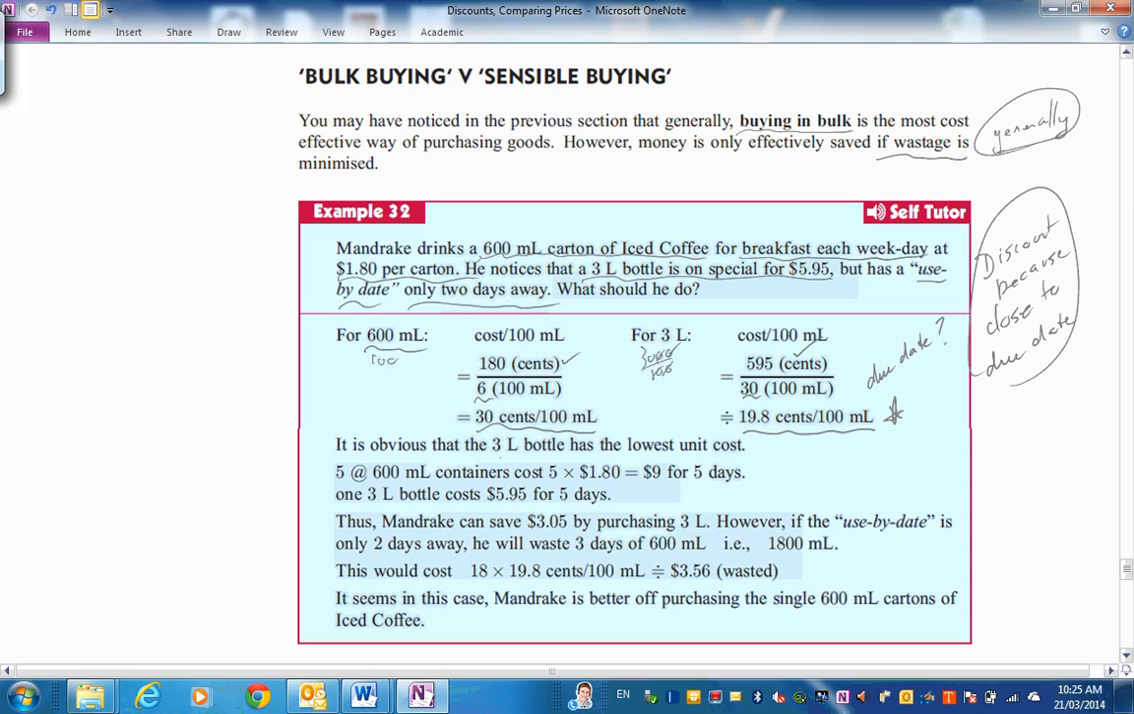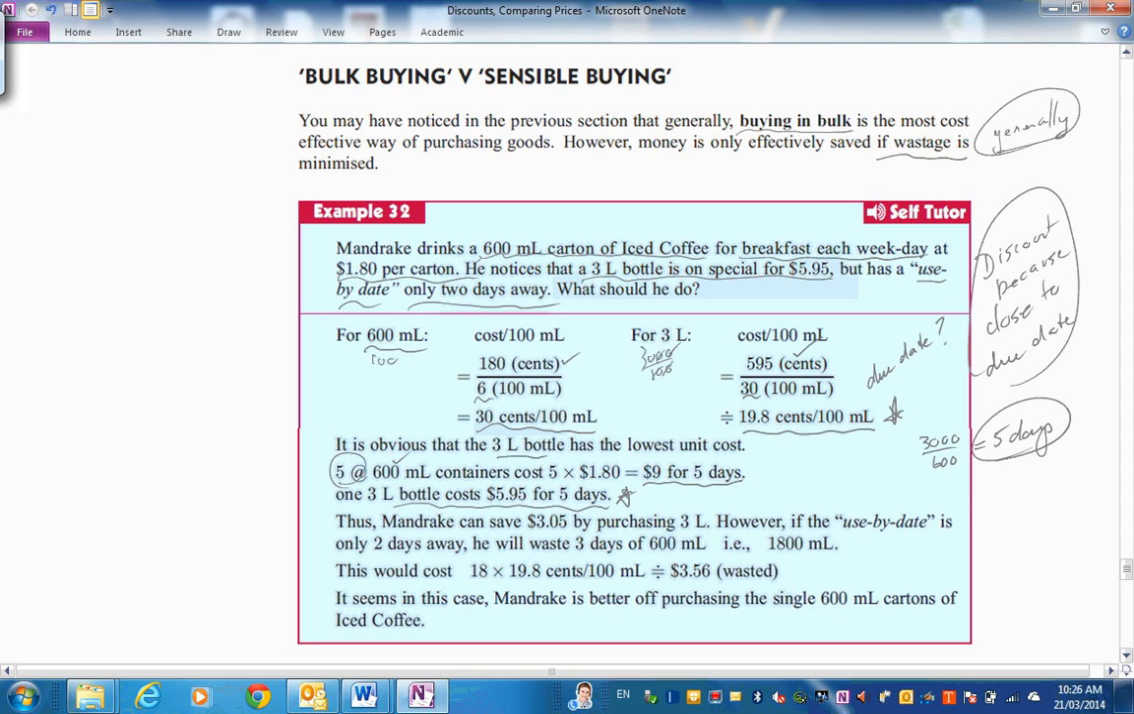So the 3 litre bottle is best, but it will take 5 times 600. Let's do this. 3,000 mils, a 3 litre bottle. I'm doing 600 a day. So that's 5 days of consumption there. Okay. So there it's going to be $9 for 5 days, and a 3 litre bottle costs $5.95 for 5 days. Okay, all right, well, that's good. This is quite a bit cheaper.